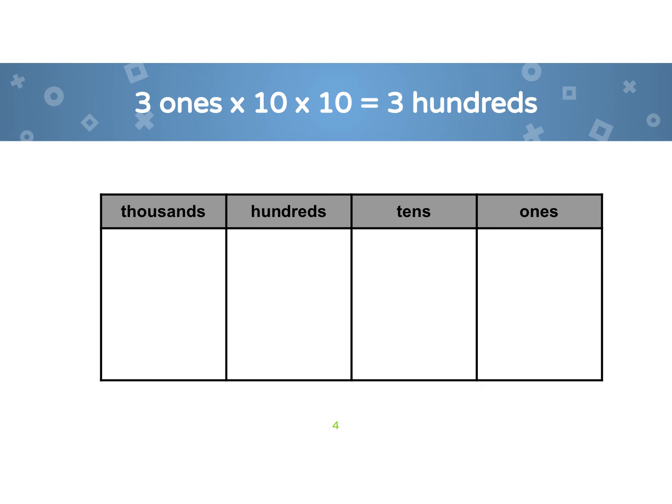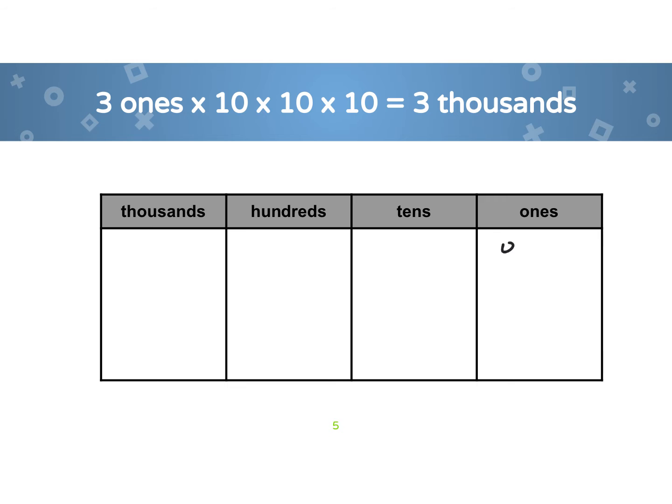If I look here and I say I have 3 ones, and then I multiply times 100, or 10 times 10 is also 100, I'm going to multiply times 10 times 10, and now I have 300. Here again I have 3 ones, and I'm going to multiply times 1,000, or times 10 times 10 times 10, and that gives me 3,000.